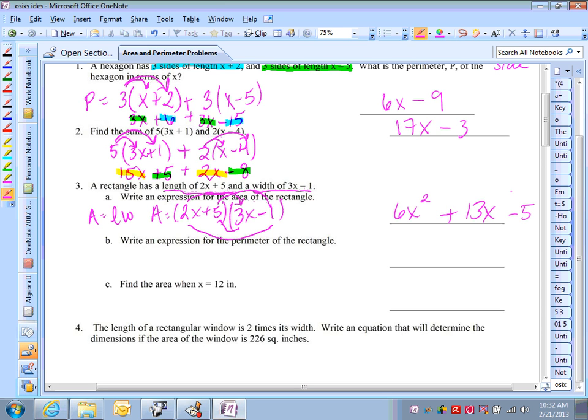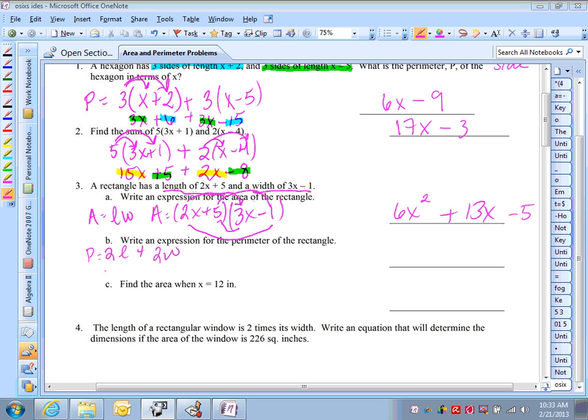Now they want an expression for the perimeter. Well, the perimeter of a rectangle is 2 times the length plus 2 times the width. These formulas are going to end up on your star chart, so you'll see them on your star formula chart on your test. All we have to do is plug in the expression they give us for the length.